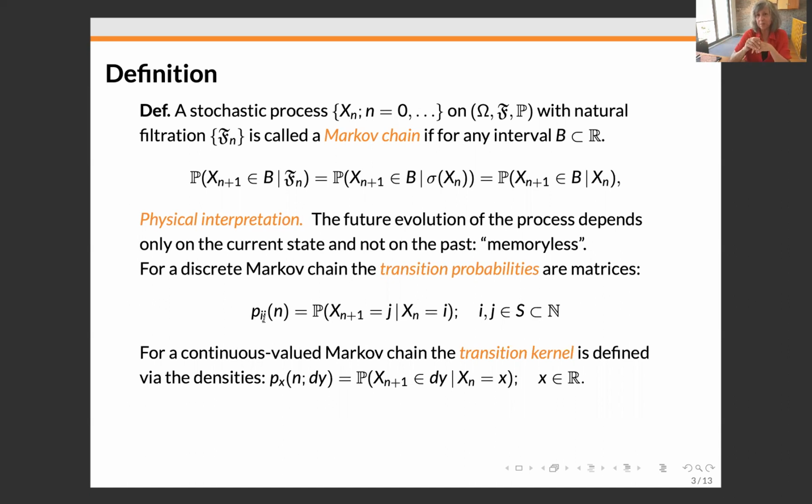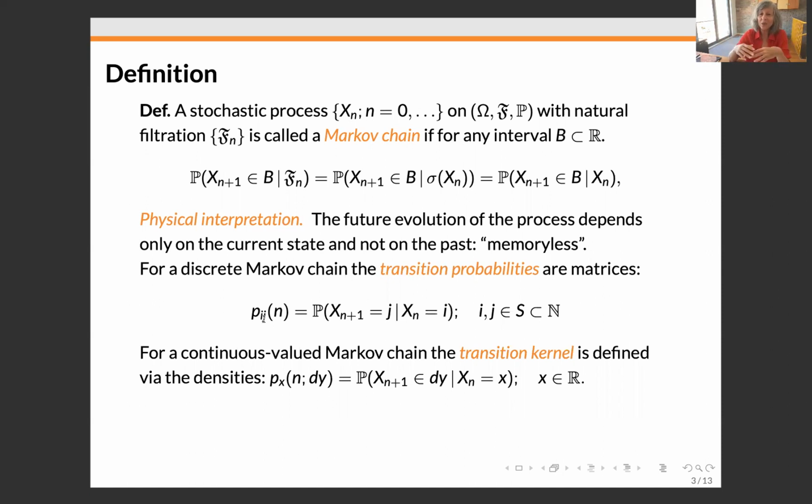A continuous valued Markov chain, it's still a chain, so the time is discrete, but the states can be continuous. So think, for example, if you're doing some financial modeling or something like that, you're looking at the stock prices from day 1 to day 2 to day 3. So the time is still discrete. You're sampling it in discrete time, but the stock prices can take continuous values.